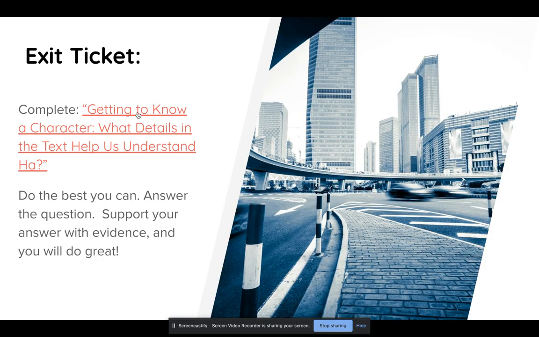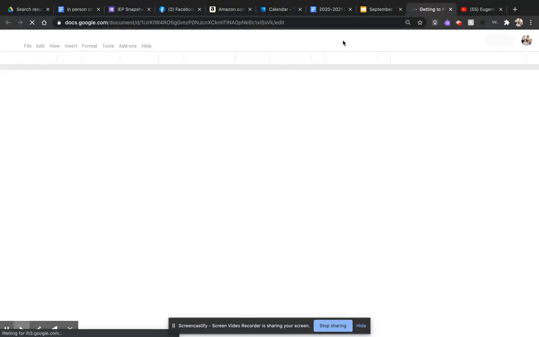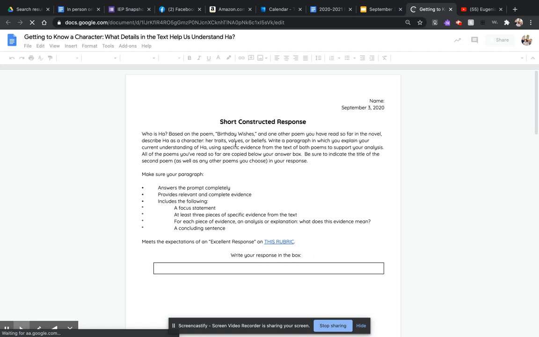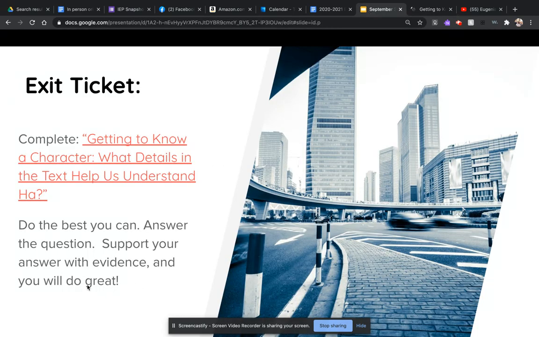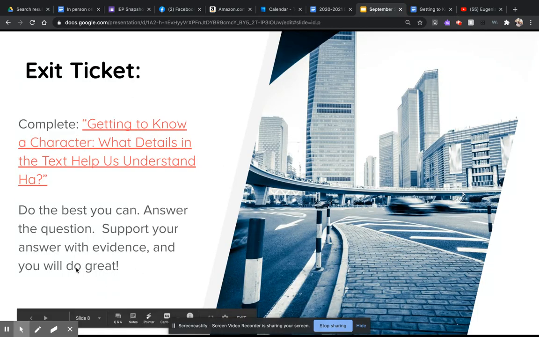All right, so here's what you're doing. You're completing the document, getting to know a character, what details help us understand and know Ha. So the short constructed response is exactly what we just worked through on the slide. The prompt is here on top. Here are those same bullets that we read through, and then this is a copy of the rubric in case you wanted to refer back to that. Then you would write your response here in this box, and you would, of course, submit all of those, but you would submit that by 10:48.